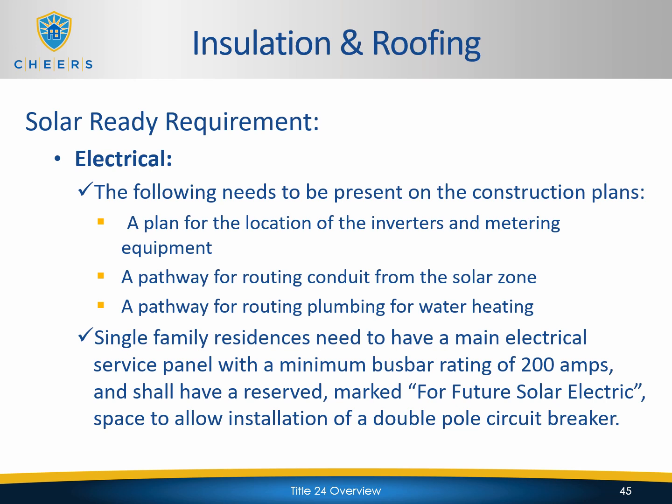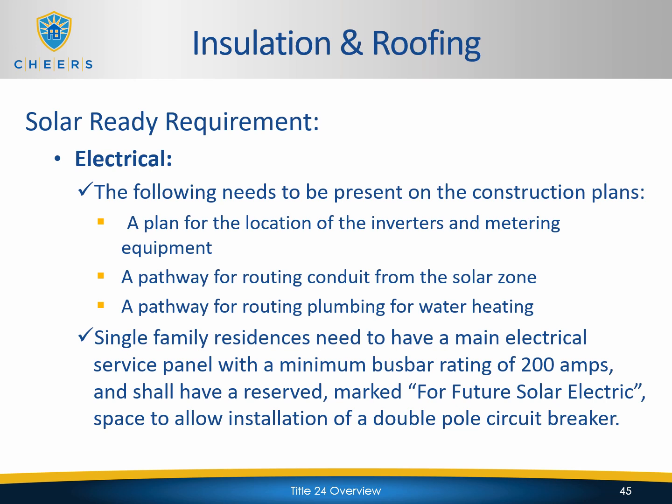Now for electrical, the following needs to be present in the construction plans. There needs to be a plan for the location of the inverters and metering equipment. There has to be a pathway for routing conduit from the solar zone. There has to be a pathway for routing plumbing for water heating. So we don't actually have to install any of that. We just have to mark on the plans where those items will go. They just need to be outlined to show where they would go if they were ever dropped in, but they're not actually being installed. You're not installing conduit. They're not installing plumbing. They're not installing any equipment. They're just marking where those items will go.